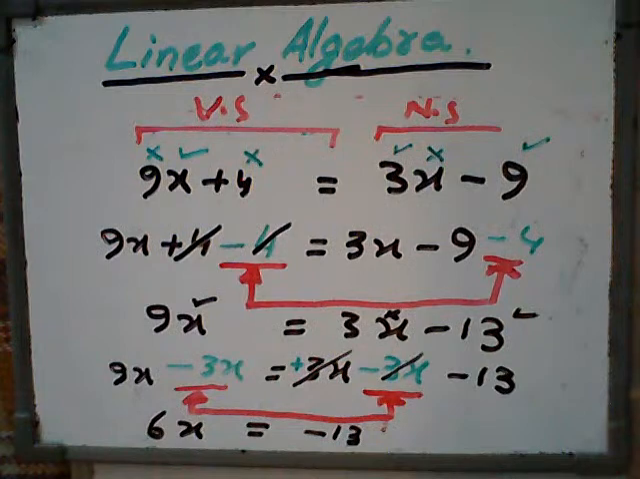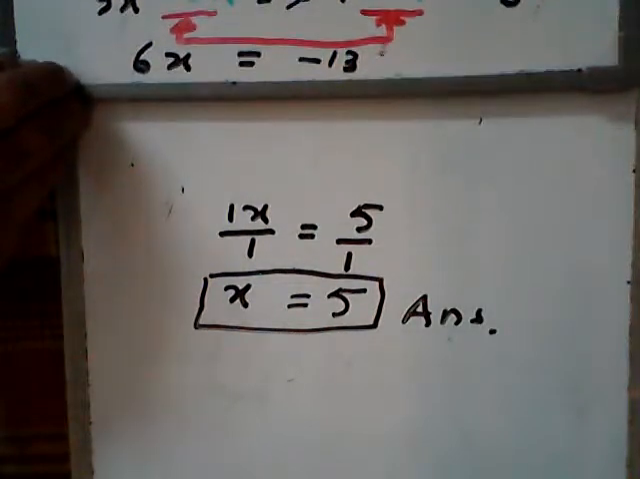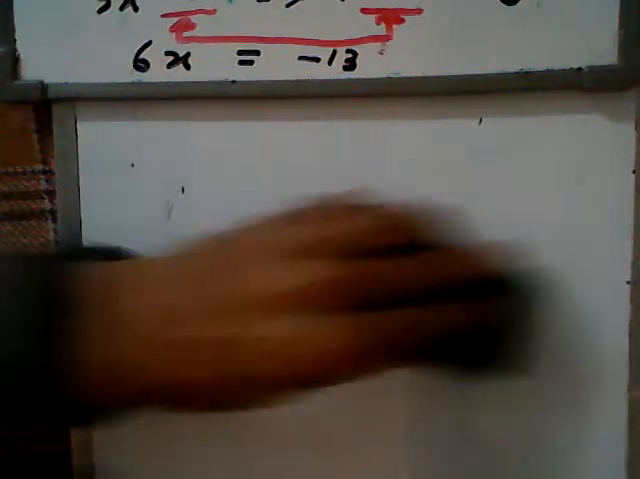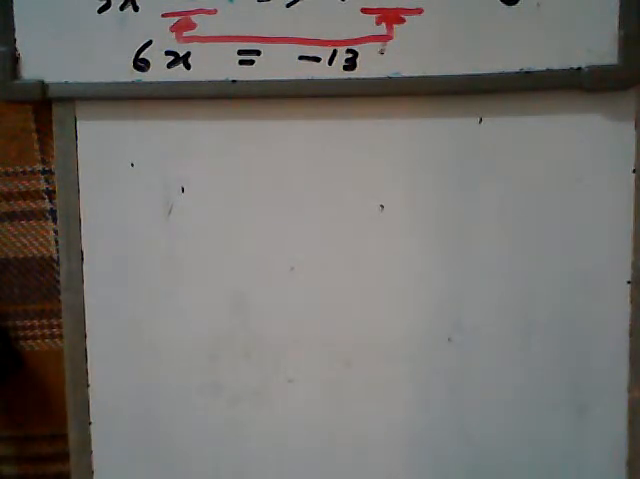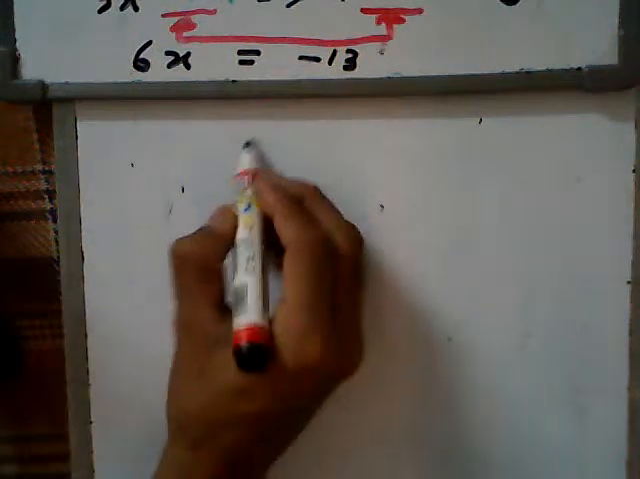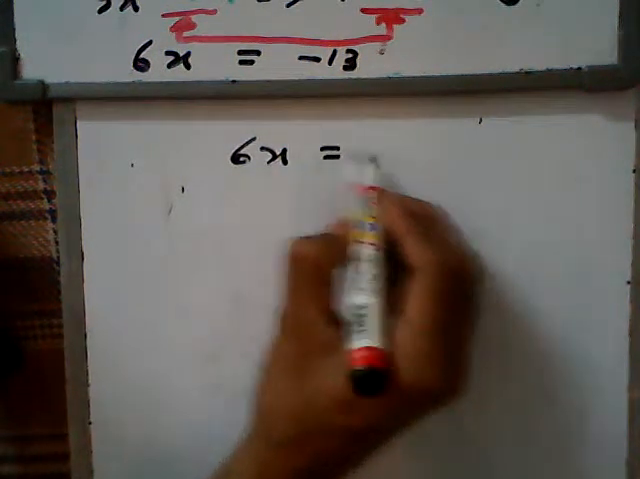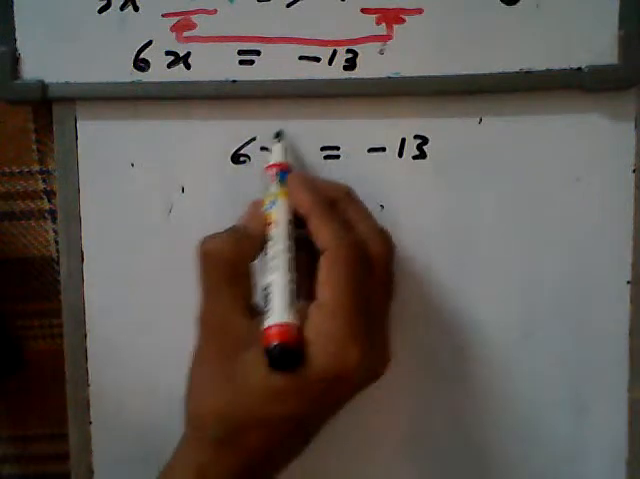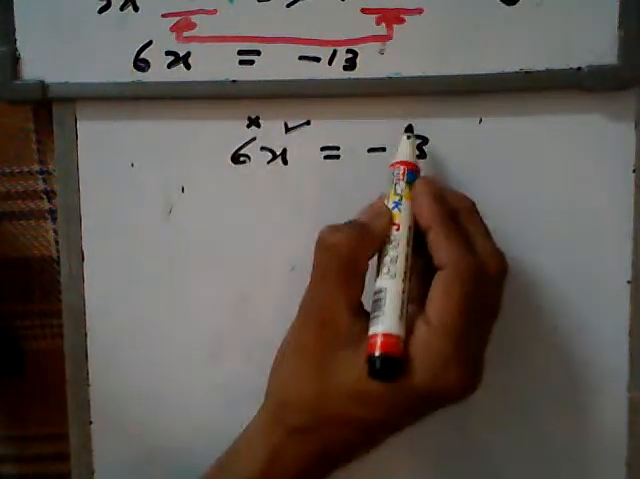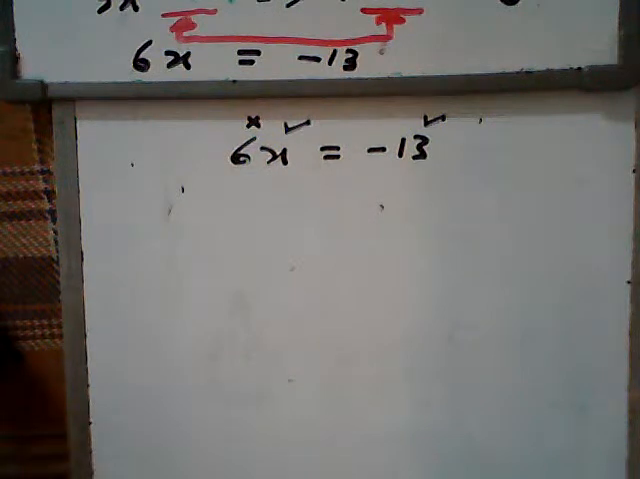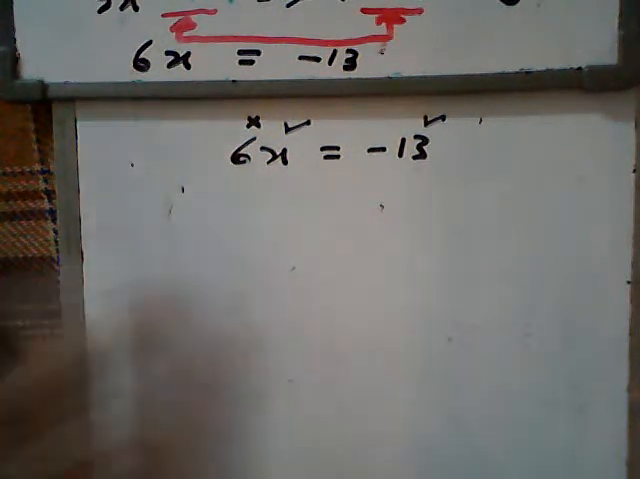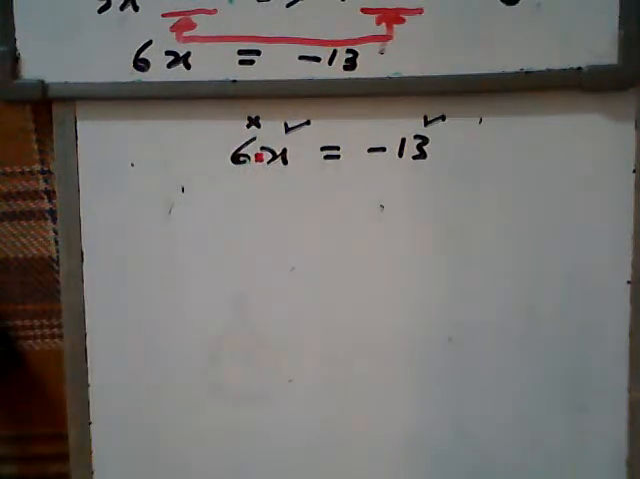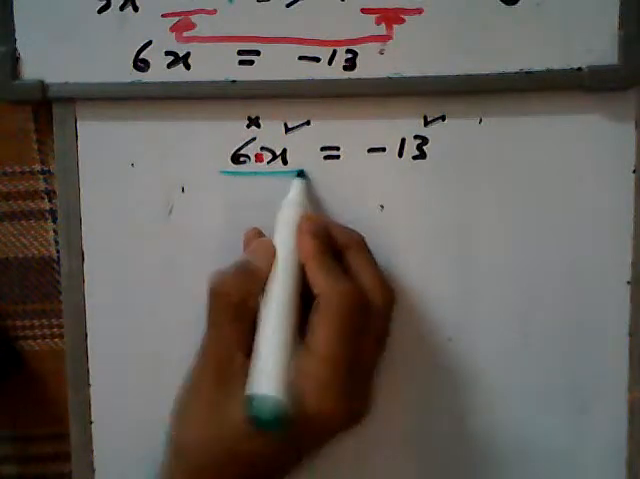Now we're solving it further. We now have 6x is equal to minus 13, and now we will be going further. This is the right place, this is the wrong place and right place. So it means we need to move this. But this is along with the variable with multiplication, and multiplication needs to be simplified by division.